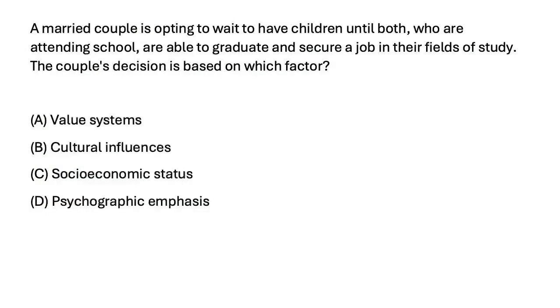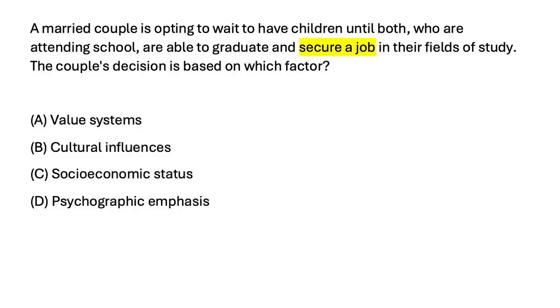A married couple is opting to wait to have children until both, who are attending school, are able to graduate and secure a job in their fields of study. The couple's decision is based on which factor? Would it be A, value systems, B, cultural influences, C, socioeconomic status, or D, psychographic emphasis? Let's keep in mind, in this scenario, the college students are waiting to secure jobs so they can have the financial means to raise a family.